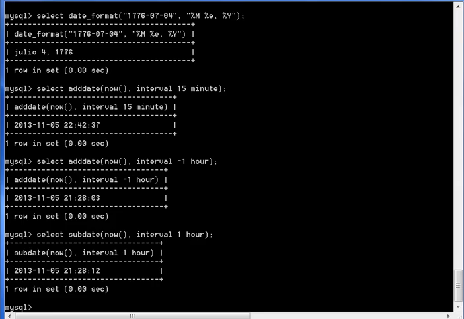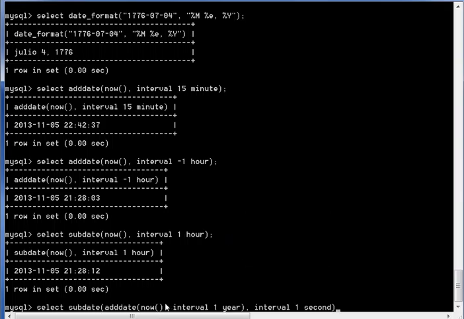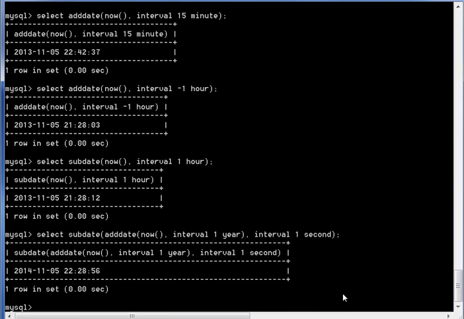And coming back from a pause, if you thought it through, you could do a nested arrangement like this, where we would do an inner AddDate of now, interval 1 year, and then take that as the argument for an outer SubDate of interval 1 second, and get the time exactly 1 year less 1 second from now.